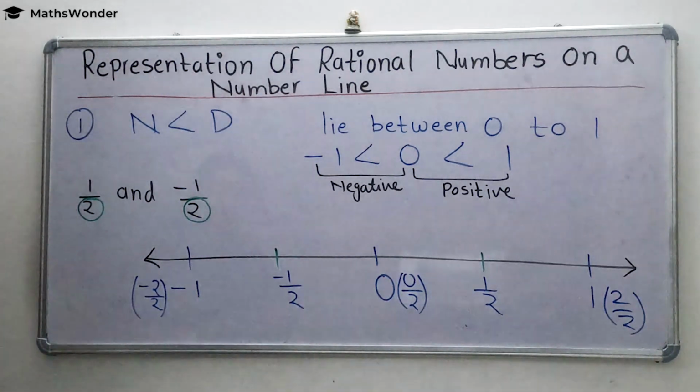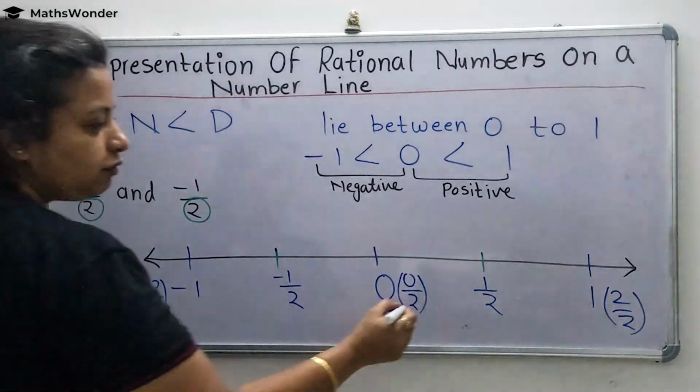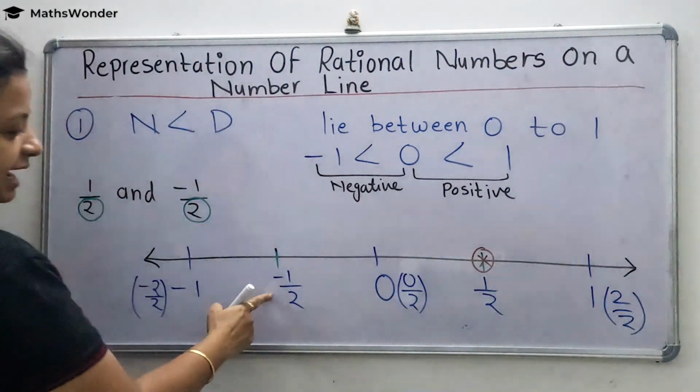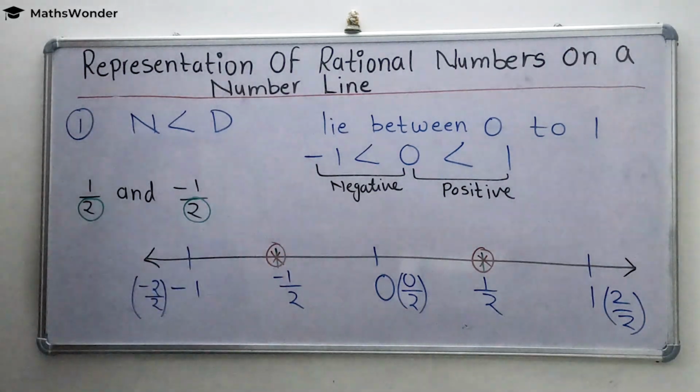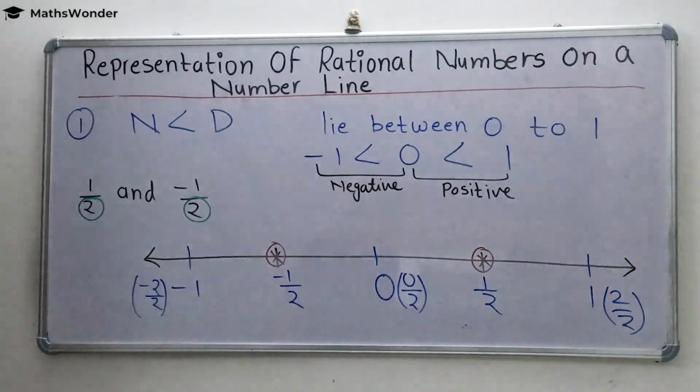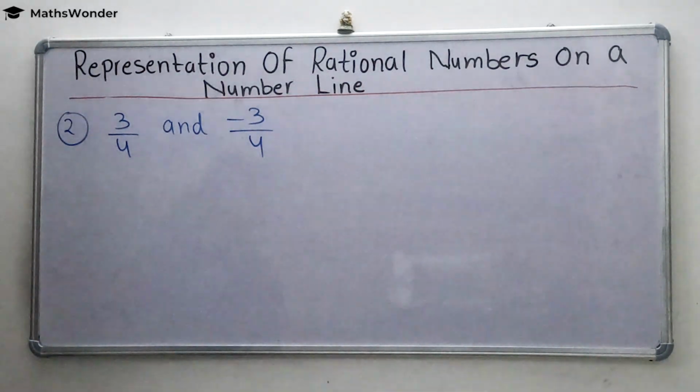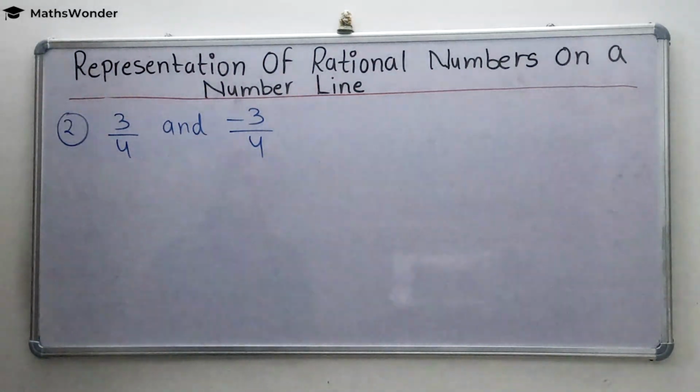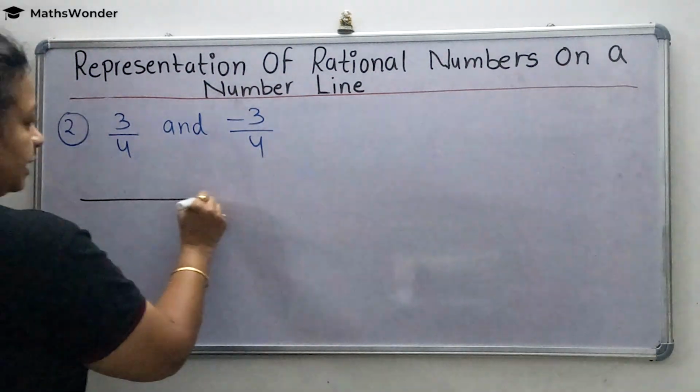Now in the first, we need to represent 1/2. This is here and -1/2 is here. Okay, understood? How you will represent the positive rational number and the negative rational number. Now I am explaining more examples. Now we are representing positive 3/4 and negative 3/4, right?